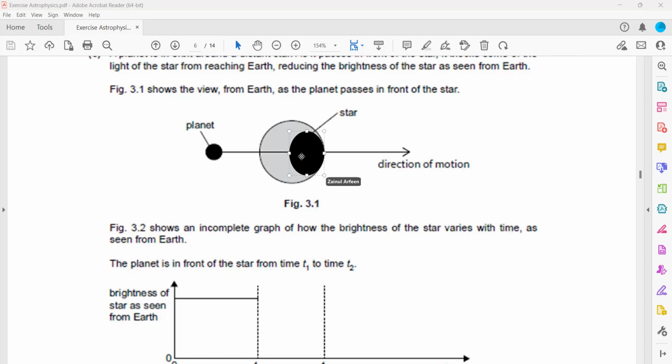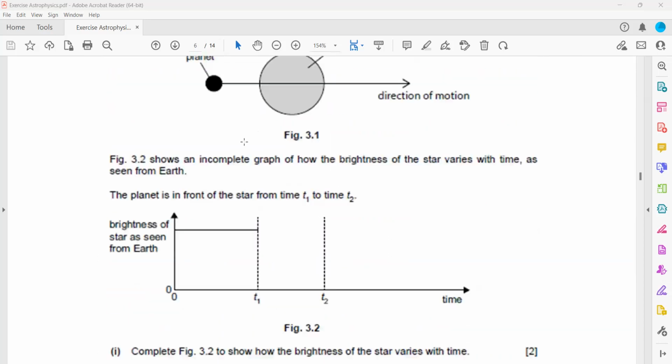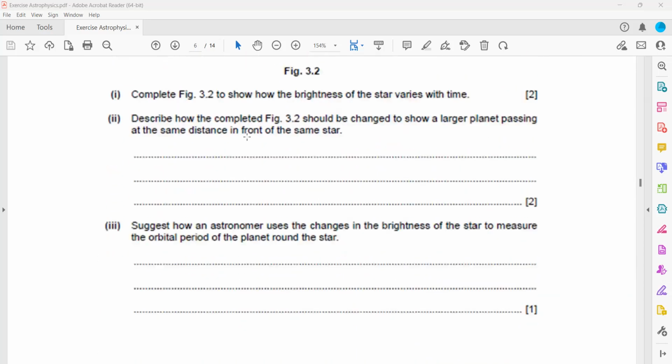The brightness cannot be zero because the planet size is not bigger than the sun. As they mention here, in the first part they mention the planet is smaller than the star which we are observing. So the brightness cannot be zero, it will decrease. So if a large planet is passing, we will observe that there will be a lower brightness.